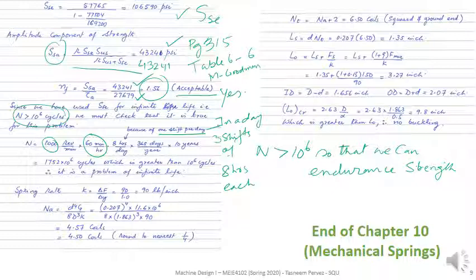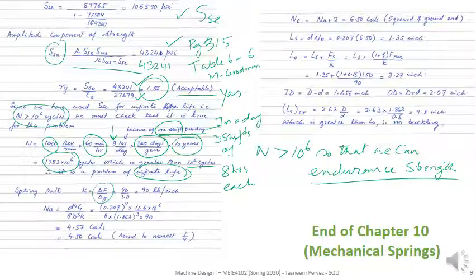So in other words, if they work for one shift, then I have 8 hours per day. How many days in a year? 365. How many years? 10 years. What is the value of n? 1752 million cycles, which is greater than 1 million cycles. So the problem is an infinite life problem. So I don't have to do anything. I don't have to find fatigue strength. Endurance is fine.